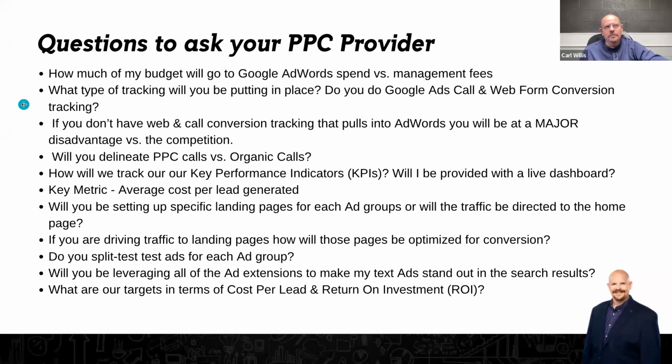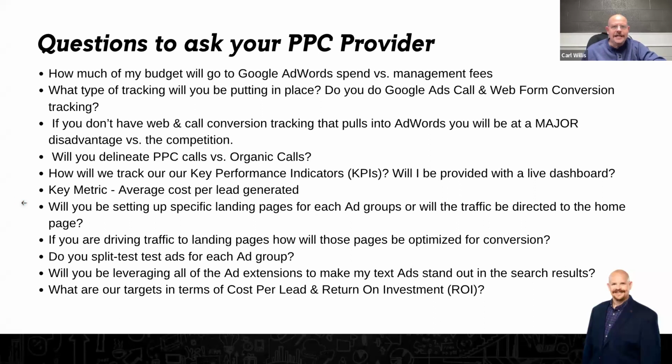What type of tracking will you be putting in place? Do you use Google Ads call and web form conversion tracking, or do you use some other kind of tracking? How are you tracking those conversions? If you don't have conversions that pull into AdWords, that is going to put you at a major disadvantage versus your competition, because AdWords is going to solve for the conversion. When they see that this type of traffic is converting, they are going to put more focus onto that type of traffic and those types of keywords and those types of ad groups. So your conversion tracking really feeds the machine.